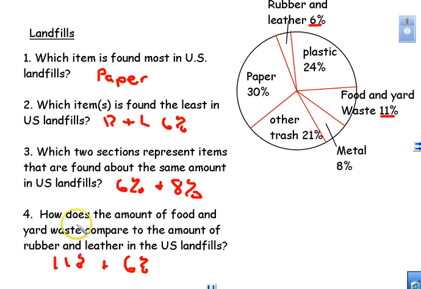So since it says food and yard waste, we're going to refer from that first and say that it is almost double the 6%. So about 2 times the amount.